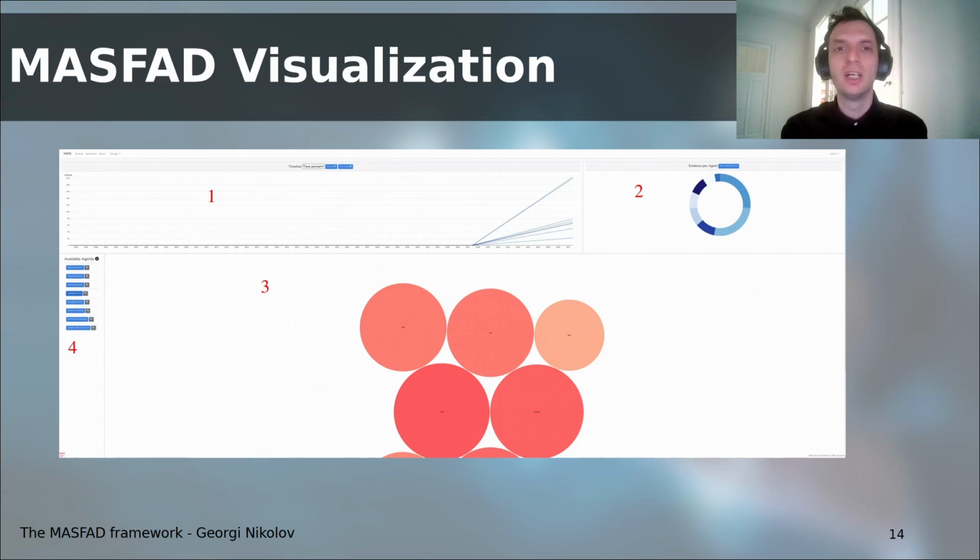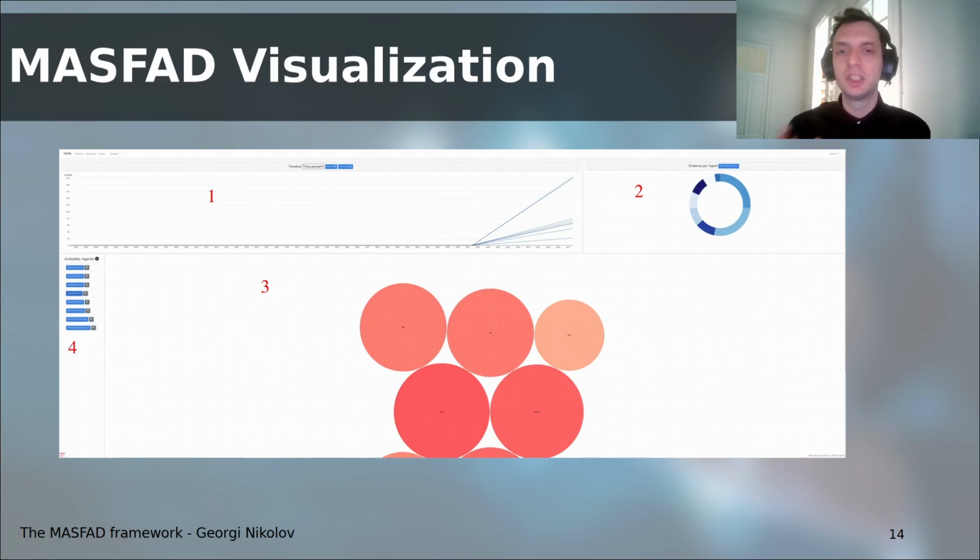Further on, there is also a dashboard that can be used. We can see here number one is a time series or a time plot, which shows the amount of evidences that are generated by different agents in a specific time period. It could be a day, a week, or a month. Number two is a donut chart, which shows the quantity of evidences in a different view, which is not temporal as in number one, the number of evidences generated for the different agents.